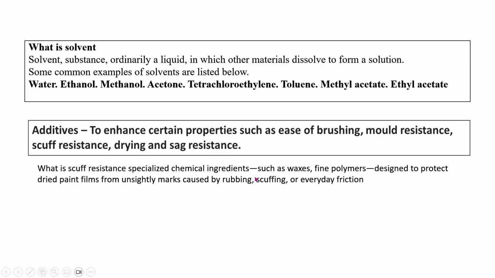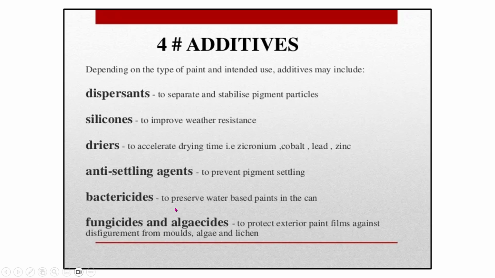Scuff resistance comes from a specialized chemical ingredient such as wax. We add wax and fine polymers needed to protect the dried paint films from unsightly marks caused by rubbing. When you are rubbing, there will be a mark. So many marks will take place. But if you are using these additives, that will help you avoid them. That is scuff resistance.